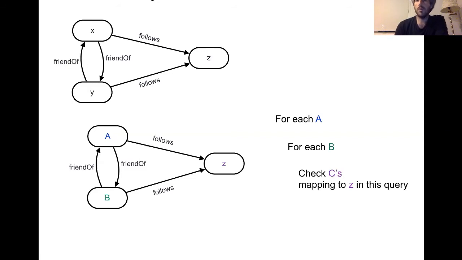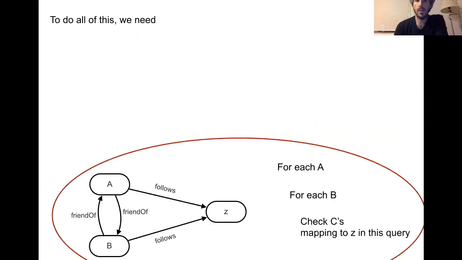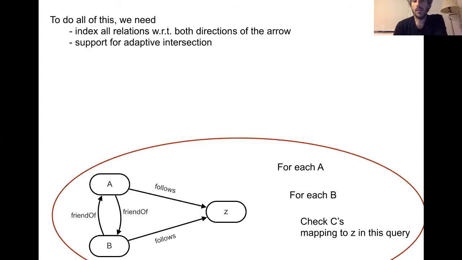Of course, if you want to do this, you need to do it properly. You need some data structure support. In particular, if you want to implement this on graph databases, you're probably going to end up needing indexes on all relations with respect to both directions of the arrow. So if I have a node, I need to be able to know all the neighbors, outgoing or incoming neighbors, under any possible edge label.